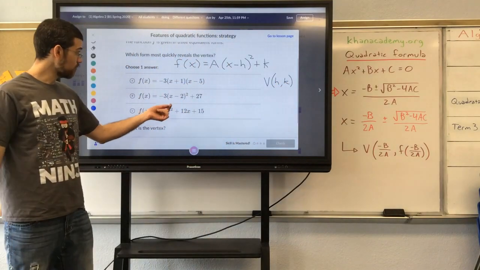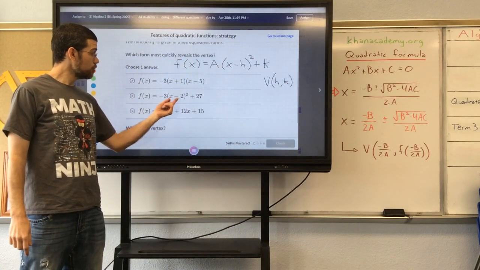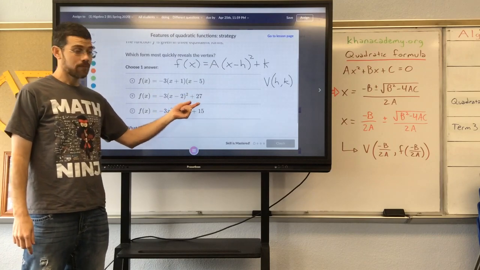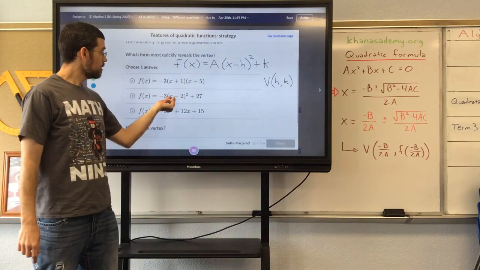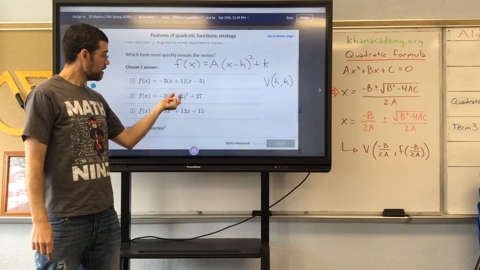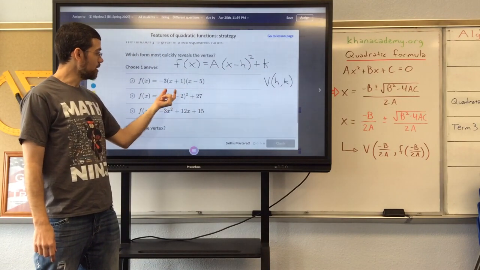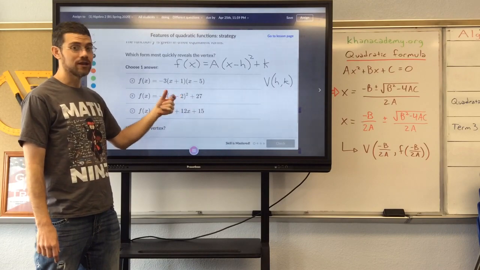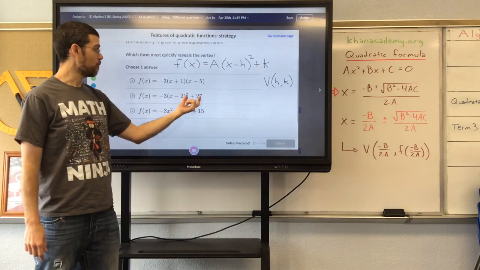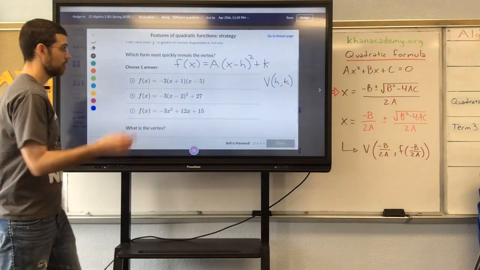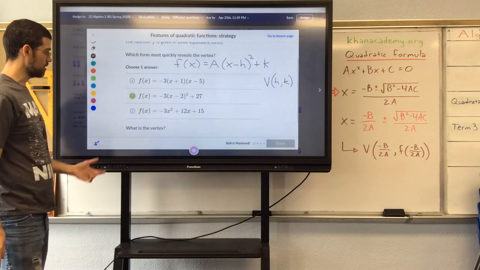So, in this case, the vertex is at 2, 27. It's the opposite sign of this sign and that same number. So the negative 2 is positive 2. And then it's whatever the constant is out here for your y value, 27. All right? So that's our answer to this one.